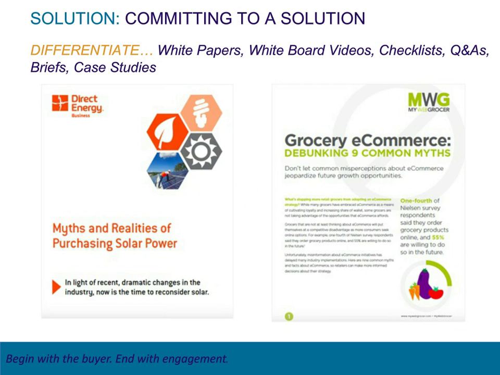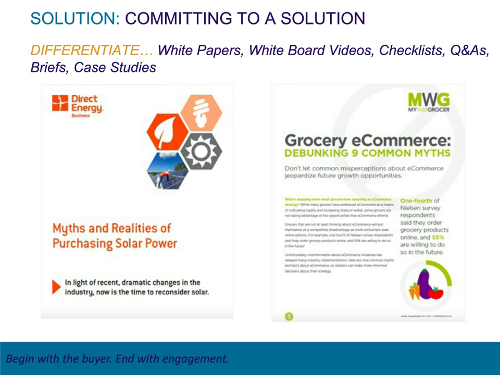And then, very similar to the education phase, I need them to commit to that solution. And in this area, it's very similar content: white papers, whiteboard videos, checklists, very similar to what we saw. But let's focus on this direct energy sample, this is relative purchasing solar power. So if my decision is deciding if solar power is right for me, this is going to give me everything I need to know to make that decision and decide if I can commit to that solution. And so the content tends to get a little bit deeper here. If you're in a technical vertical, it's going to get definitely more technical, so you can make the case on why they need to commit to the solution at this point.